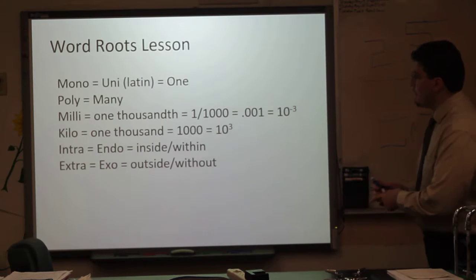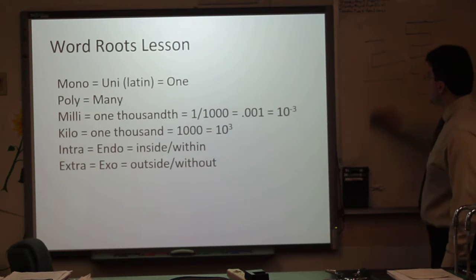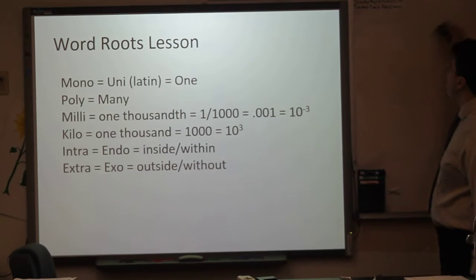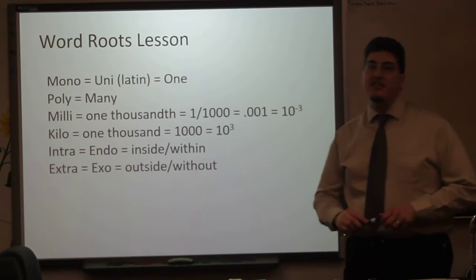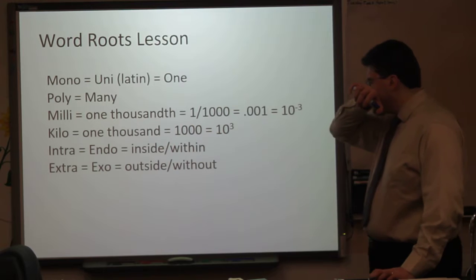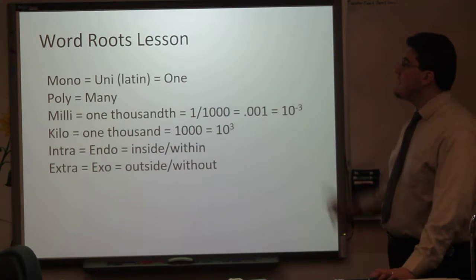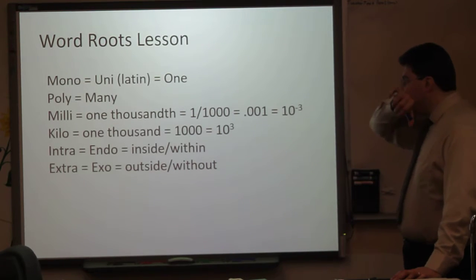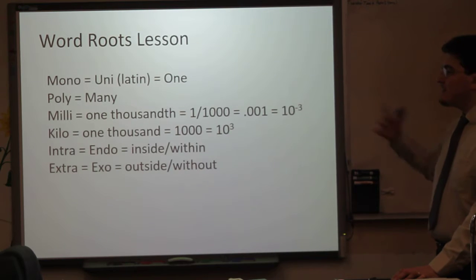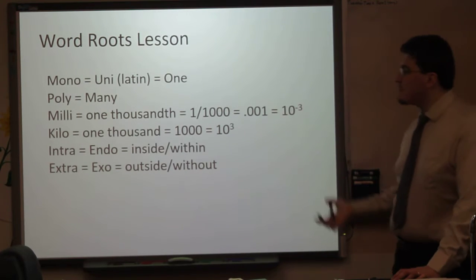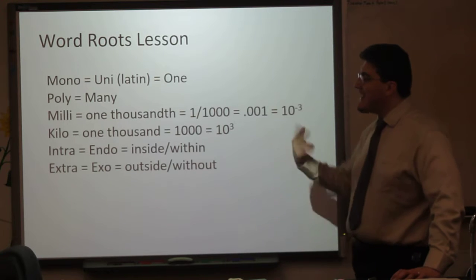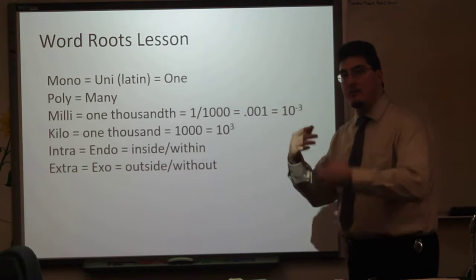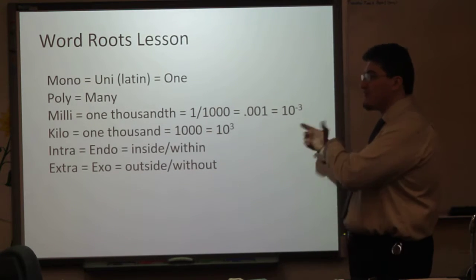Now, word roots. Mono is one in Greek. Uni is one in Latin. Poly is many in Greek. Milli is 1,000th in Latin. Kilo is 1,000 in Greek. Intra is inside in Latin. Endo is inside or within in Greek. Extra is outside or without in Latin, and exo is outside or without in Greek. These word roots and prefixes and suffixes will come up as we continue forward.